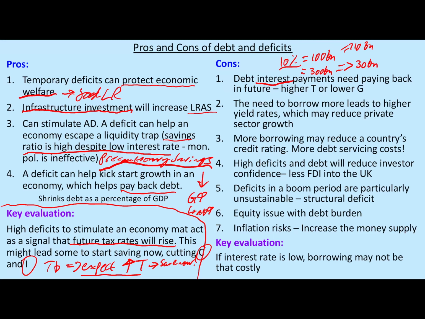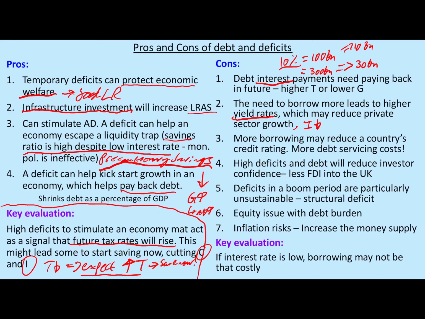The need to borrow lots of money leads to higher yield rates, which may reduce private sector growth. Yield rates are the return on bonds, the return on people lending to the government, as it were. And if that's the case with higher yield rates, people are going to have more incentive to buy government bonds, i.e. save their money in a bond, rather than investing in the economy. So I might go down as a result of the high levels of debt and deficit.